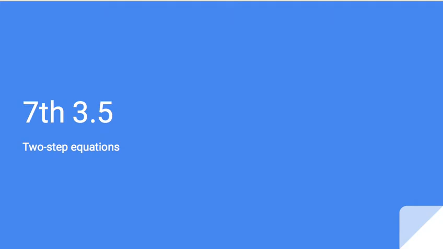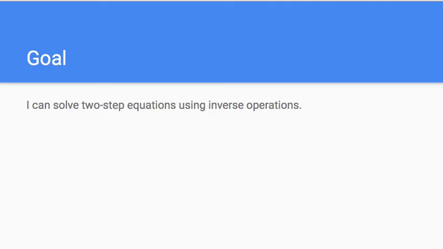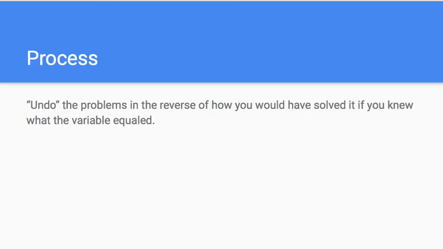Okay, so this is 7th grade lesson 3.5, and we're going to go over two-step equations. Our goal is: I can solve two-step equations using inverse operations. Now, the process for two-step equations is the same thing as one step, only now there are two steps.